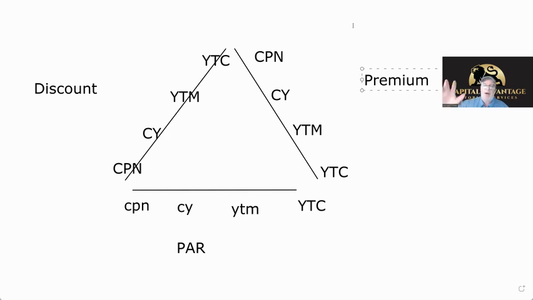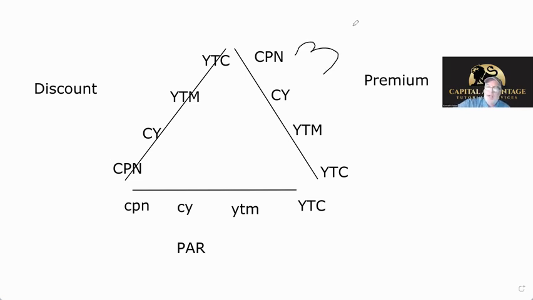If it's a discount bond, remember, the coupon is lowest. It goes coupon, then current, then yield to maturity, then yield to call. That's from low to high. That's a discount. So if you see a yield that's higher than the coupon, it must be a discount, okay? If you see it the other way, it's a premium.